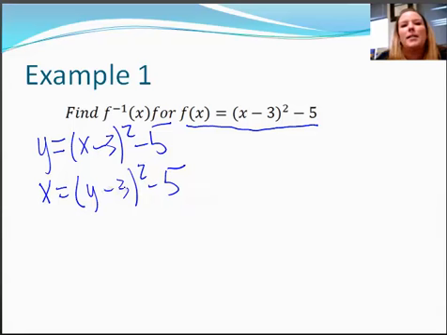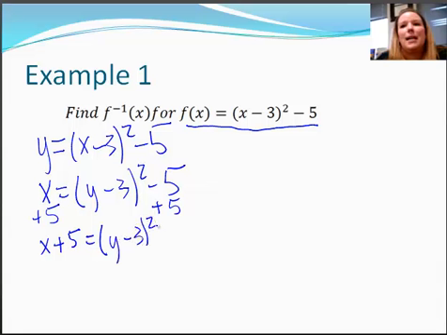Now you're going to work this just like a linear function. You're going to move the standalone number first, and then we'll deal with the square. So first thing I want to do is add the 5 to the other side. Okay, x plus 5 cannot be combined, so it's just x plus 5 equals, now this is still squared, and we keep our parentheses because the entire thing is being squared.